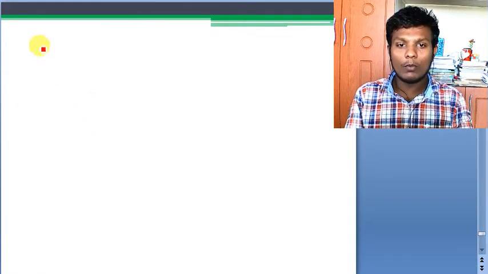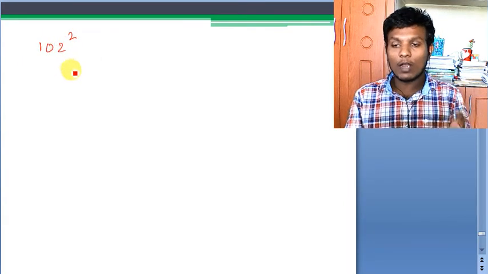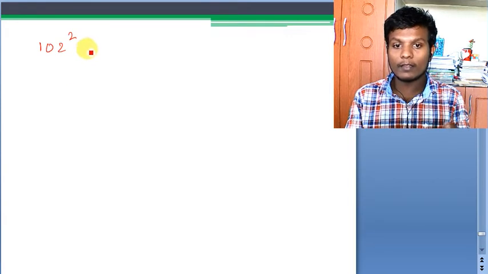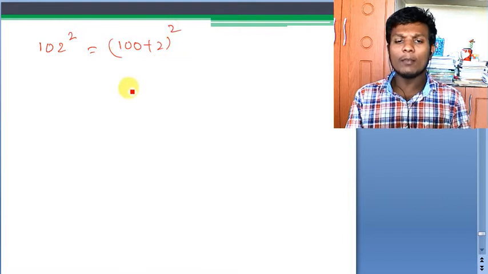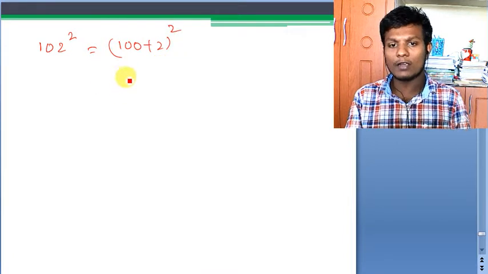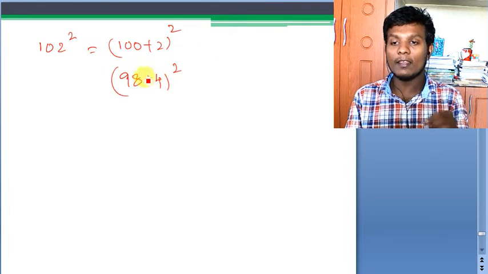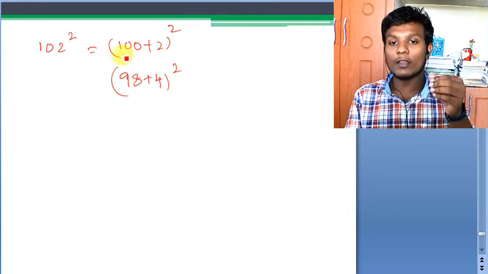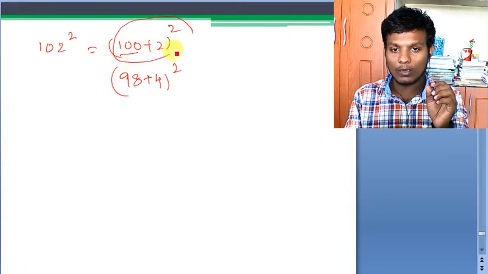Suppose I have 102². In this one, can't we solve it using identities? Yes, very much, you can write it as (100 + 2)². You might ask me why I have to take 100 + 2. Can't I take it as 98 + 4? Yes, you can take it. But the thing is, it is very easy to find the square of 100 and all. So that is why I will stick to this one, and I will expand this one.